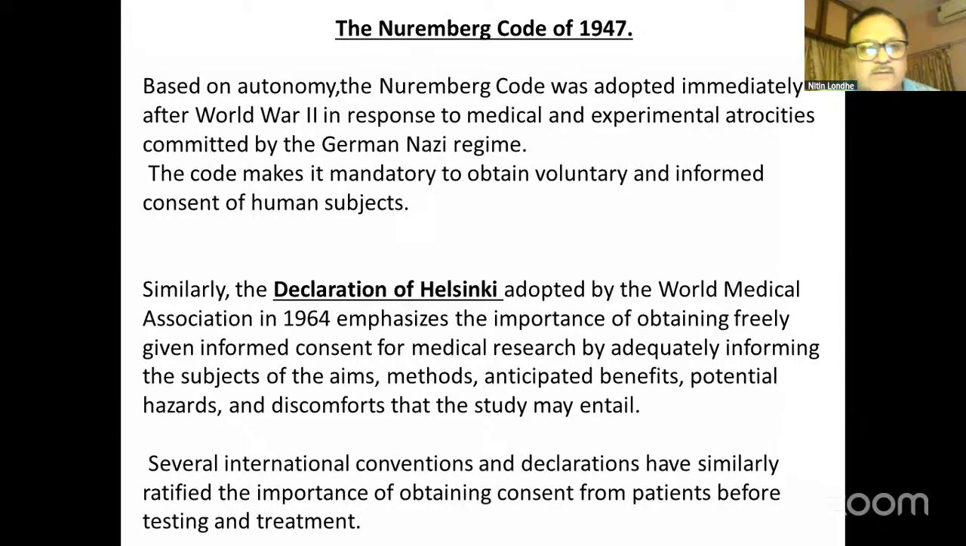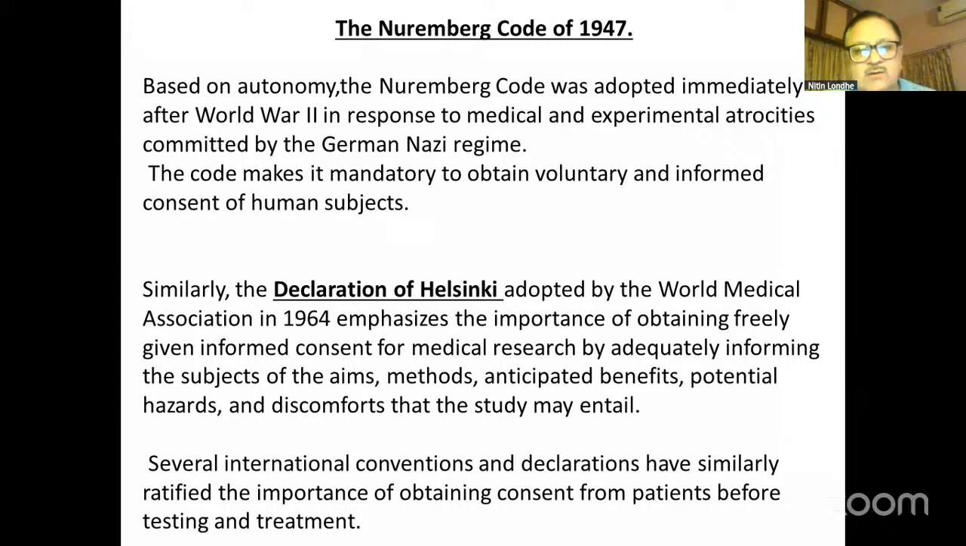prior to 1947, that is prior to even our independence, during the Second World War, a lot of atrocities were committed by the German Nazi regime. As a result of that, there was a Nuremberg trial, which all of us know about. And during this trial, the Nuremberg Code was established.